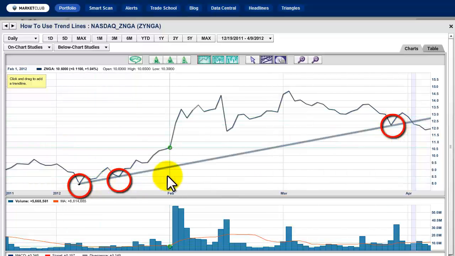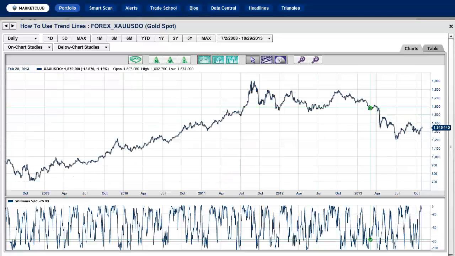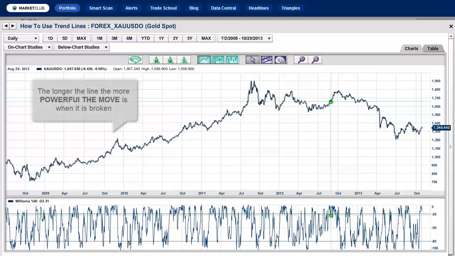Now, the longer the line and the further away the points are, the more powerful it is when it breaks through, either on the downside in this case or in a downtrend line, which I'll show you in just a moment, on the upside. So let's take a look at another chart and how you can draw a trend line that's going the other way. What we're looking at is a multi-year chart, and I want to share with you just how powerful trend lines become. Remember what I said earlier, the longer the trend line, the more powerful it is when it's broken.